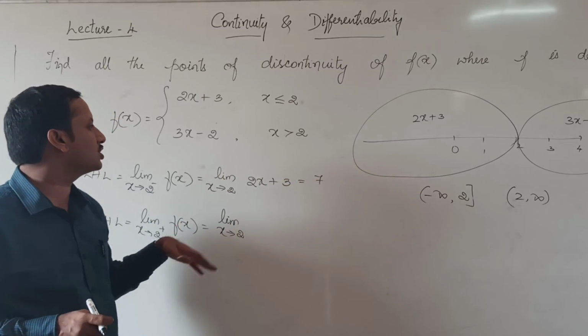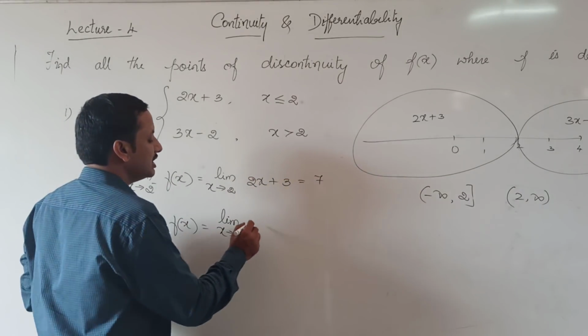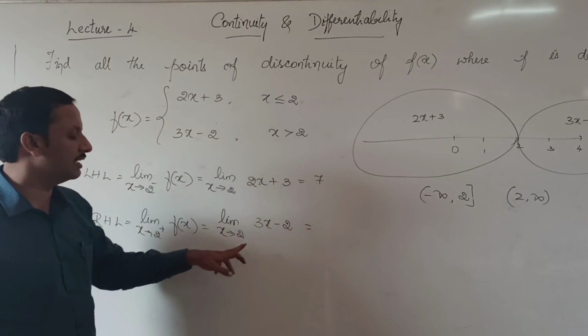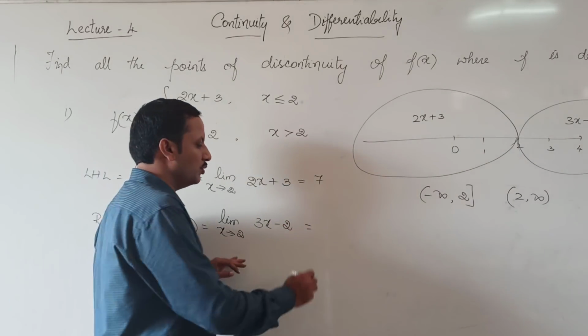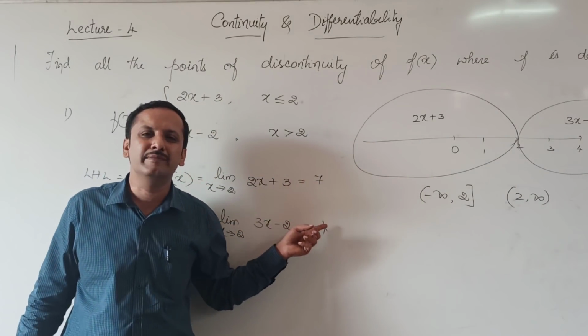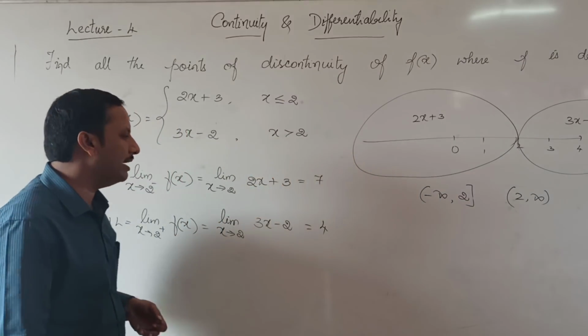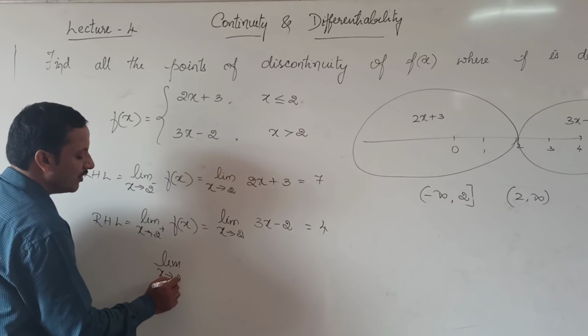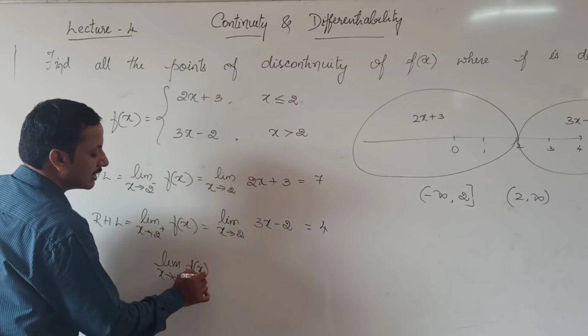When x approaches 2 from the right side, the function is defined as 3x minus 2. Apply the limit here: 3 into 2 is 6, 6 minus 2 will give you 4. The left hand limit is 7 and the right hand limit is 4. So, the limit does not exist. Limit x tends to 2 f of x does not exist.